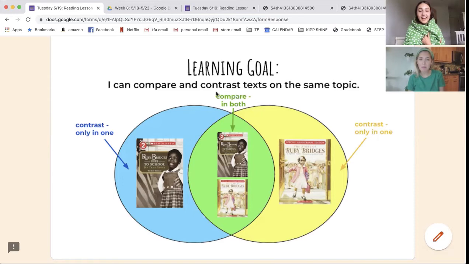So if you're thinking about our learning goal and our Venn diagram, then you should be thinking that today we are going to be focusing on comparing texts on the same topic, which is the inside of our Venn diagram. And that means that we are going to be looking at both books and finding what's the same in both books. Okay.